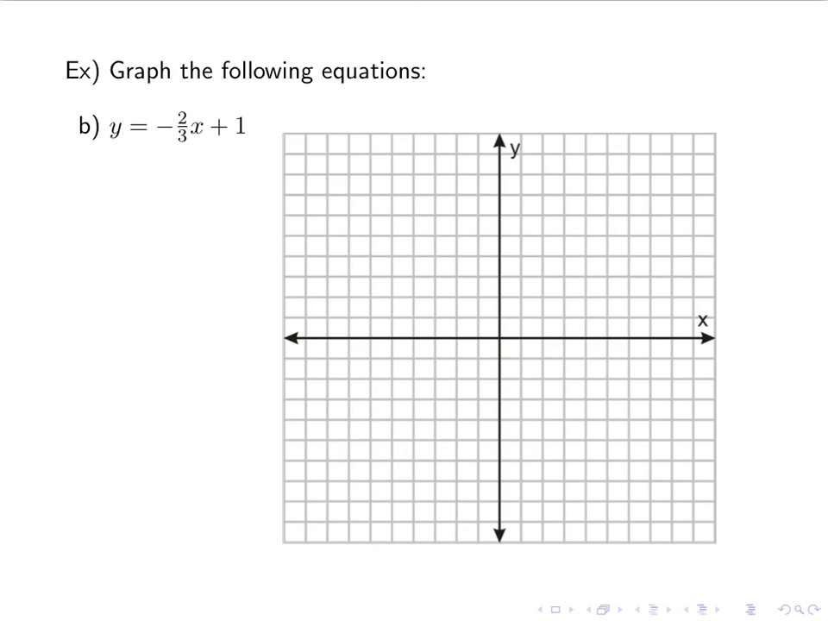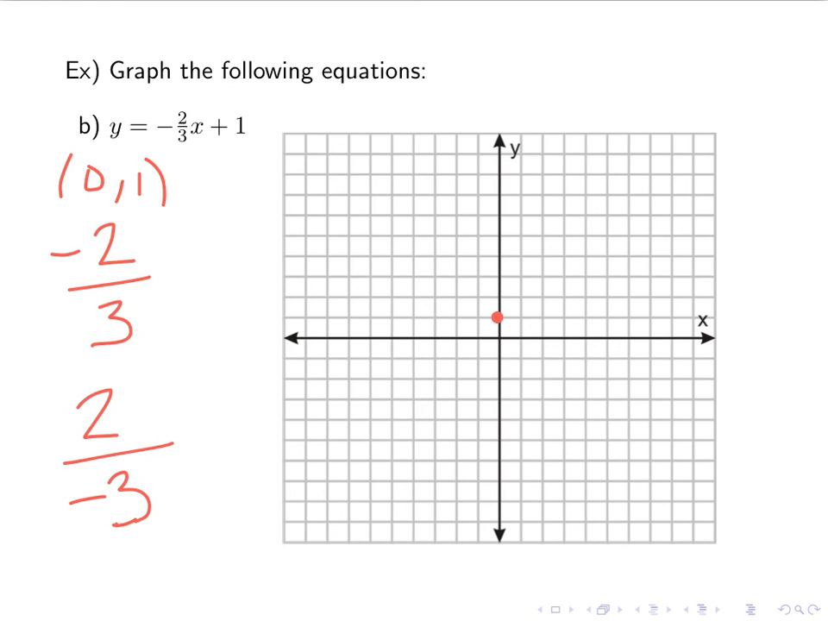So again, we have the y-intercept being (0, 1). So I'm going to plot that. And then we'll look at our slope, negative 2/3. Now remember, with a negative sign in a fraction, I can put the negative sign on top, so negative 2 over 3. I could also put it on the bottom, 2 over negative 3. So it doesn't matter where you put the negative.